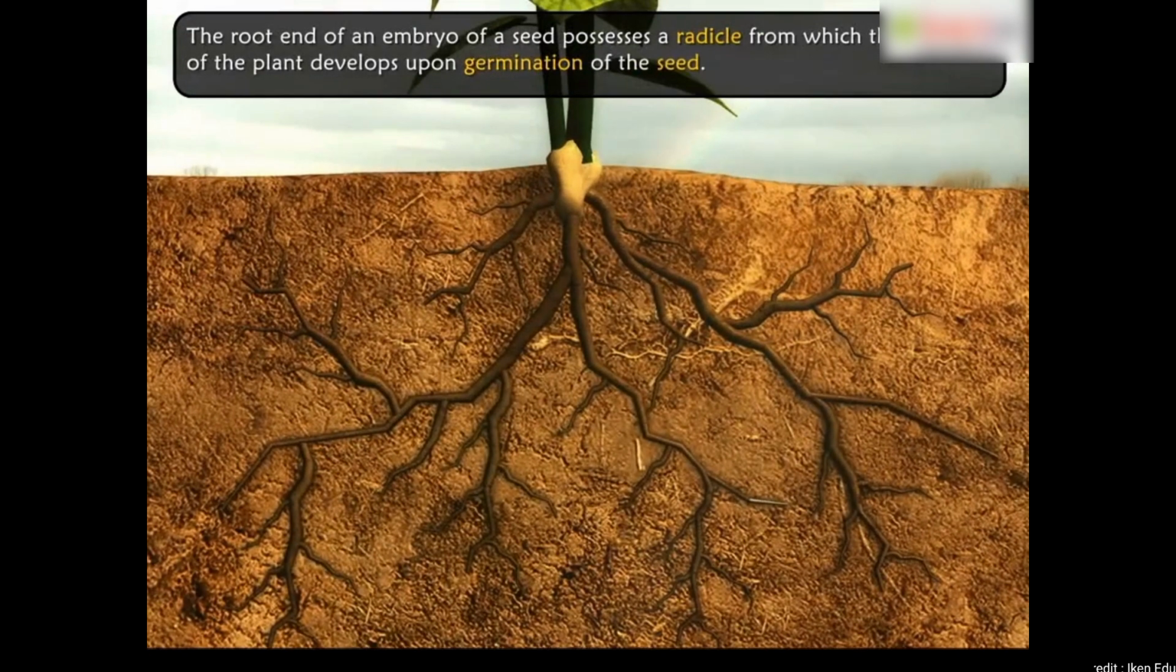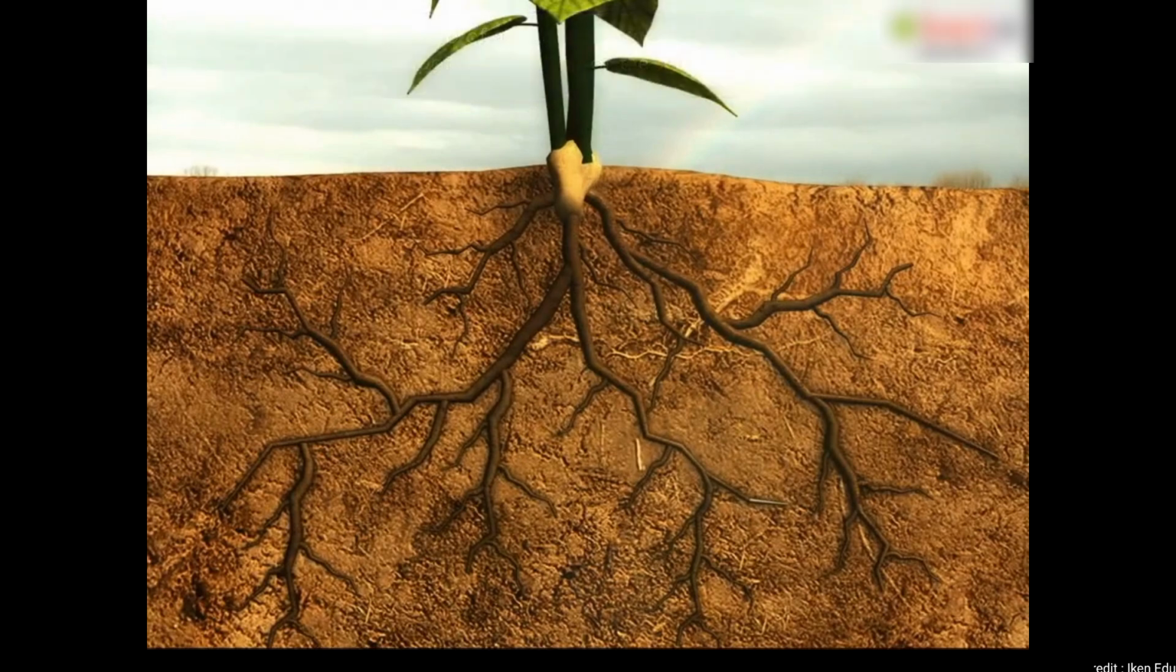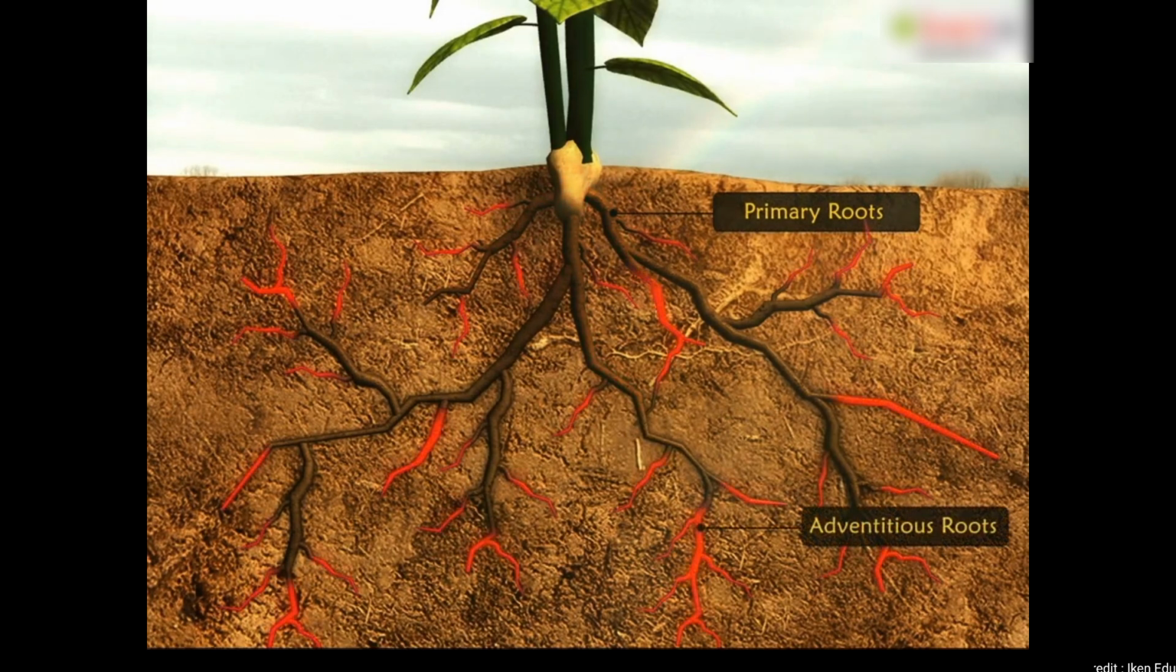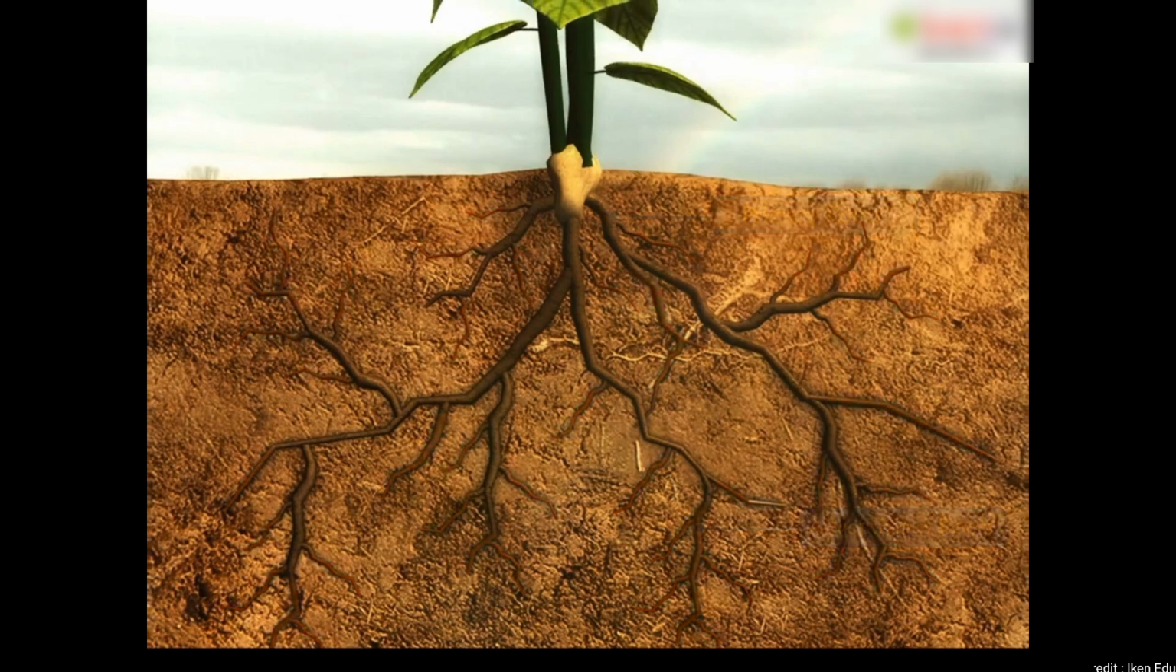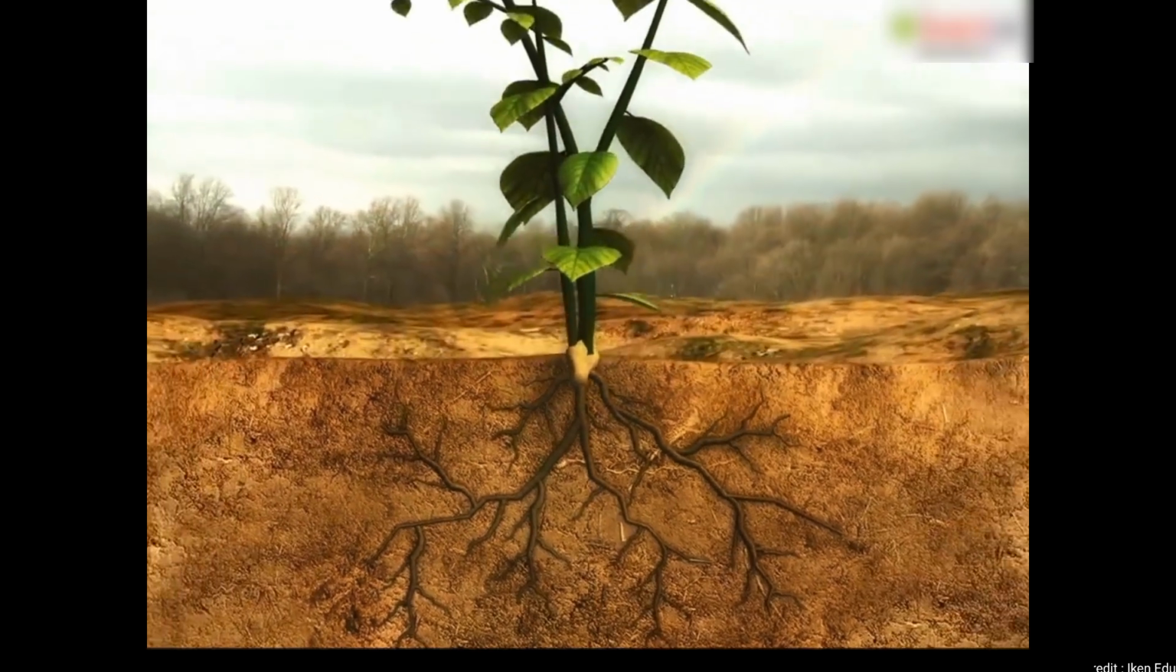The roots are generally divided into two categories. 1. Primary roots, which originate from the embryo and usually persist throughout life, and 2. Adventitious roots, which arise secondarily from the stem, leaf or other tissues and may be either permanent or temporary.